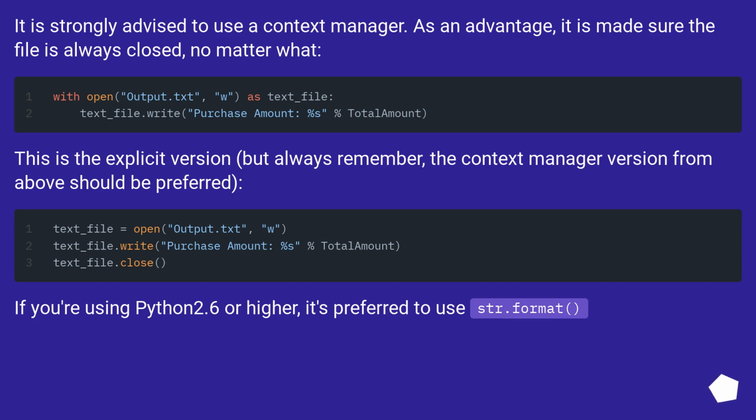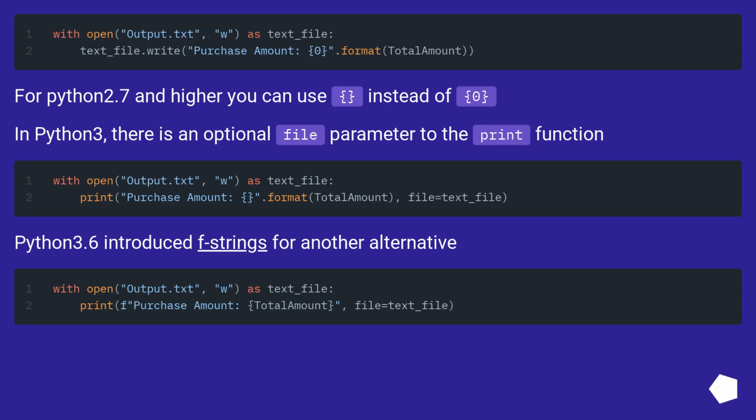If you're using Python 2.6 or higher, it's preferred to use str.format. For Python 2.7 and higher you can use the shorter form instead of 0. In Python 3, there is an optional file parameter to the print function. Python 3.6 introduced f-strings as another alternative.